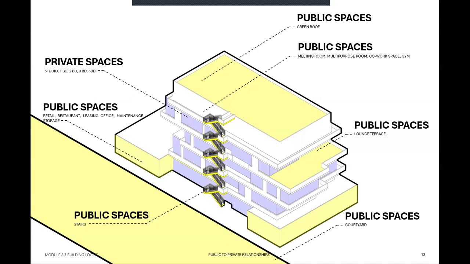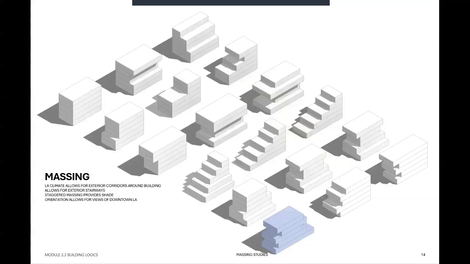This is my public to private relationships diagram. And here we see all the public spaces in yellow. We see the courtyard. We see the commercial retail space in the first floor. We see that lounge terrace in the fourth floor. We see our amenities spaces in our fifth floor, which is composed of a meeting room, multi-purpose room, co-worker space, and a gym. And then we see the green roof on top, as well as our private spaces throughout level 1 and level 4.